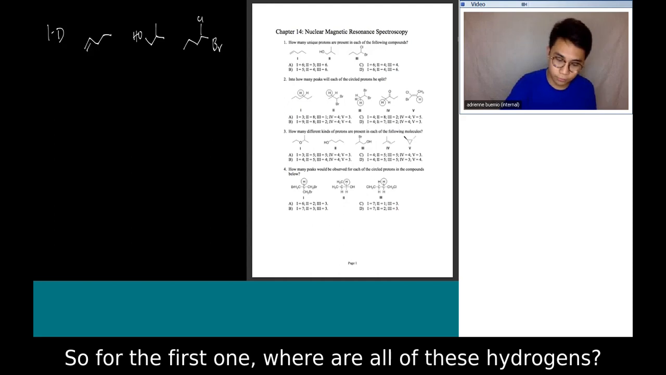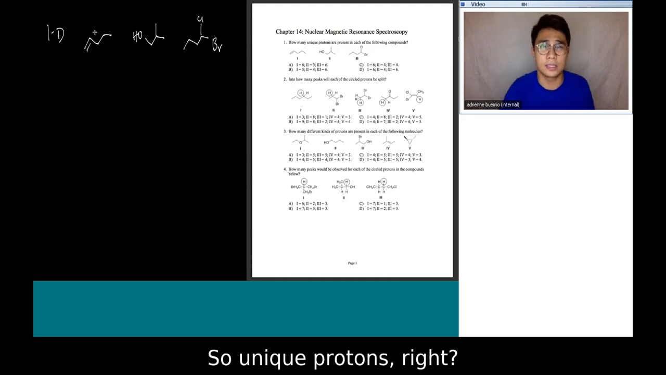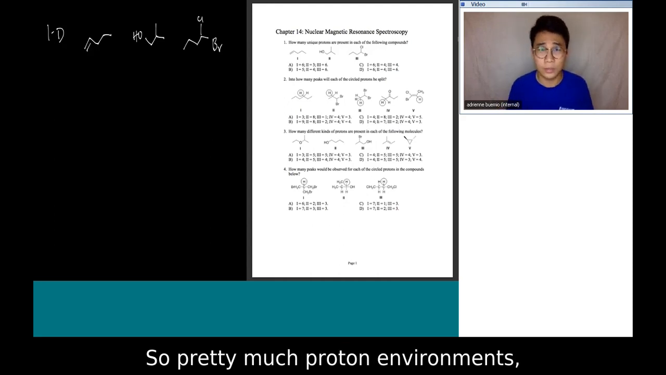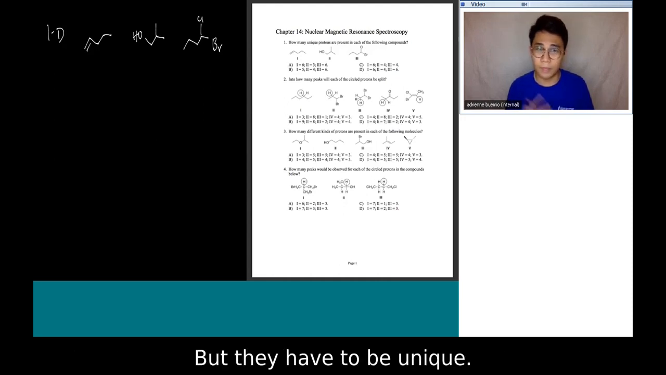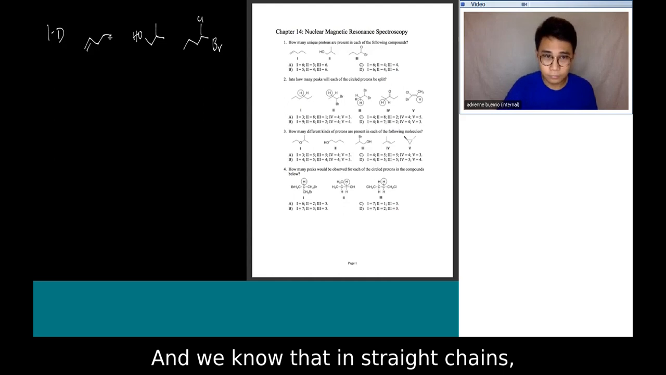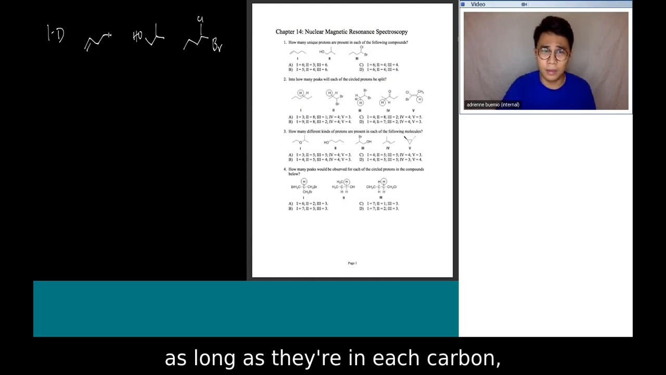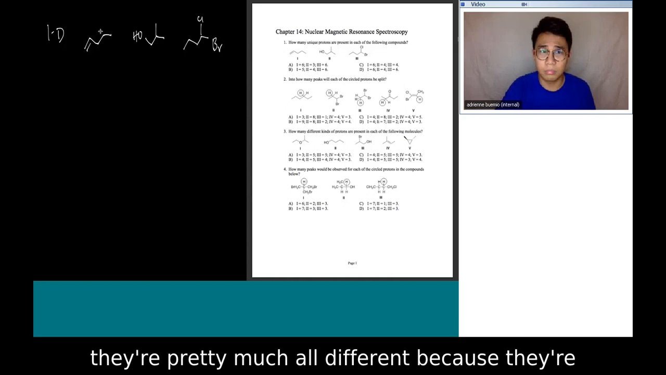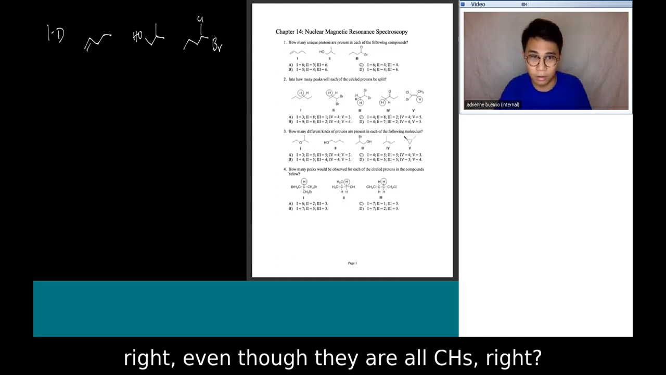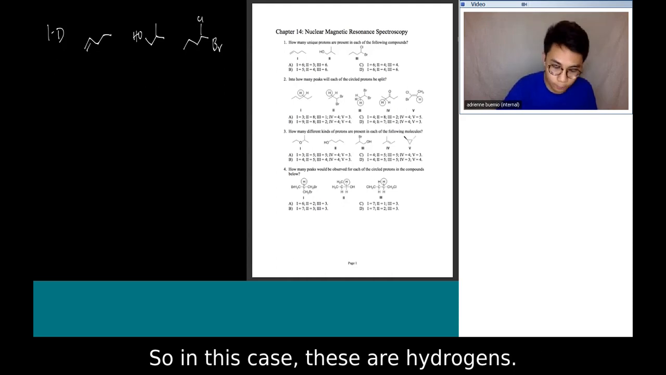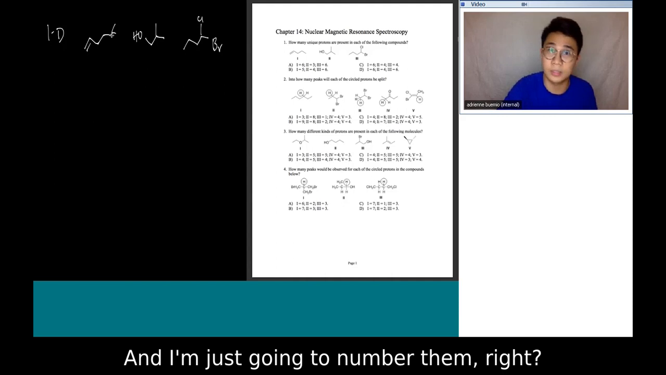Okay. So for the first one, where are all these hydrogens? We want the unique protons, so pretty much proton environments, hydrogen environments, whatever you wanna call them, but they have to be unique. And we know that in straight chains, as long as they're on each carbon, they're pretty much all different because their environments are different, right? This carbon is closer to this double bond than this carbon, right? So even though they are all CHs, in this case, these are the hydrogens, and I'm just going to number them.